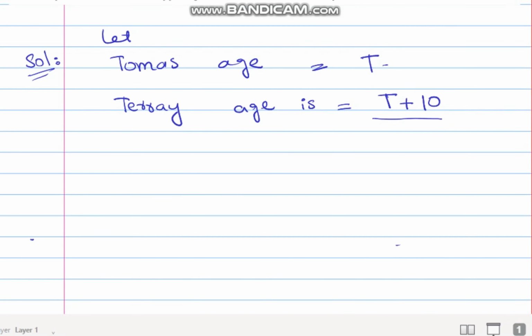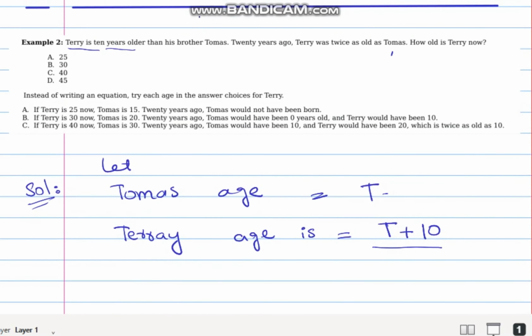Now, please read the question further. What is the question saying to us? The question is about 20 years ago, it means 20 years back. Let me write here 20 years back. We will subtract, minus 20. Twenty years back, Terry was twice as old as Thomas. This is a very critical point.